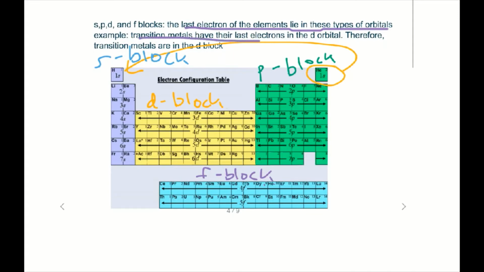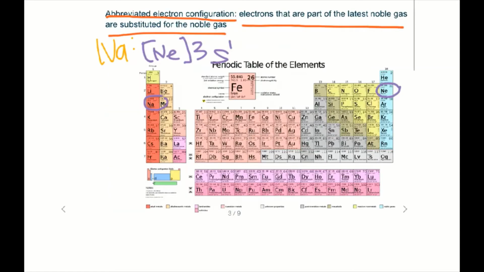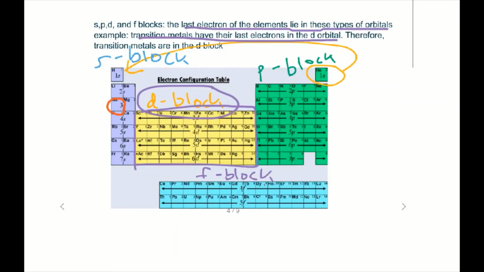Transition metals have their last electrons in the d orbital, so these are the transition metals. And therefore, transition metals are in the d block since their final electrons are in the d orbital. So what block would sodium belong in? Well, sodium belongs in the s block because we found that the last electron is in the s orbital, so it will be in the s block.